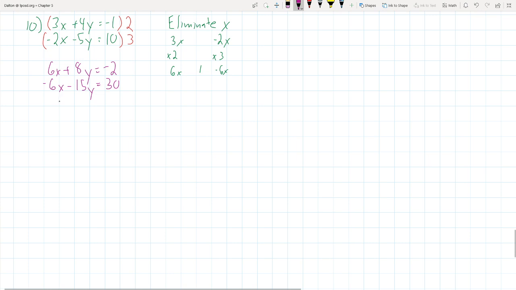Now I can solve. Combining like terms, I look at this and I say, yep, these x's are canceling out, so I'm going to get 0x. 8y minus 15y is negative 7y. And that equals negative 2 plus 30, which is 28. So I get negative 7y equals 28. Divide by negative 7, divide by negative 7. So my y equals negative 4.